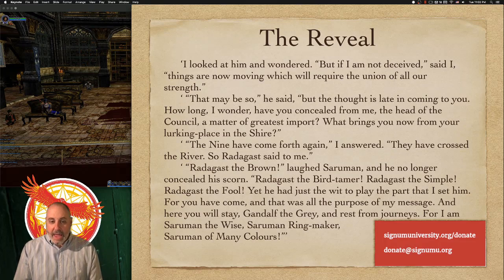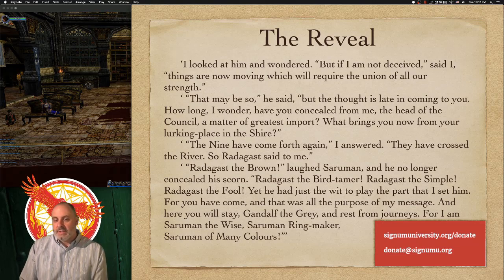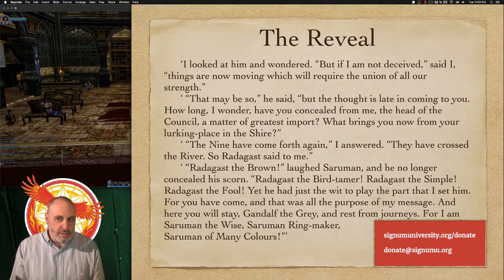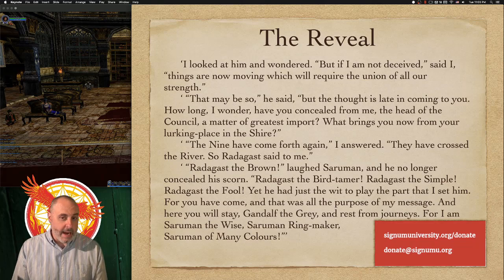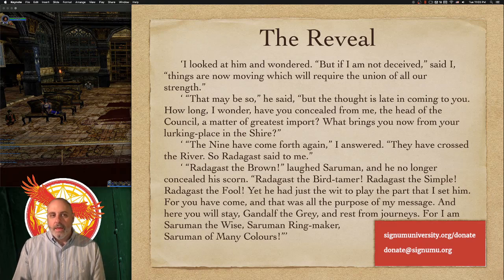So he answers the question, and in doing so, deflects away from the Shire, deflects away from any matter of great import which he might have been concealing from anybody. The Nine have come forth again. They have crossed the river, so Radagast said to me. It is still possible that Saruman intends to help, that he, Gandalf, was right to come here for the reasons that he did, right? He knows he cannot oppose the Nine, the Witch King, plus all the other eight by himself. Radagast says Saruman says, if you want help, come and he can help you.